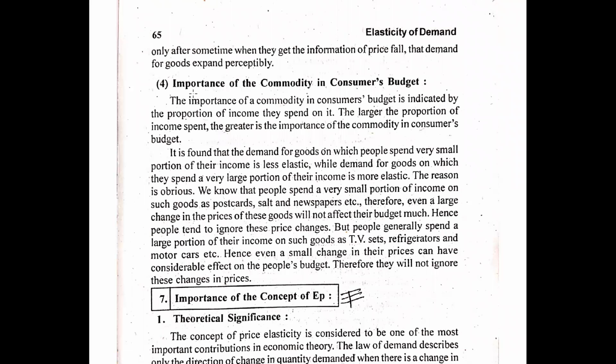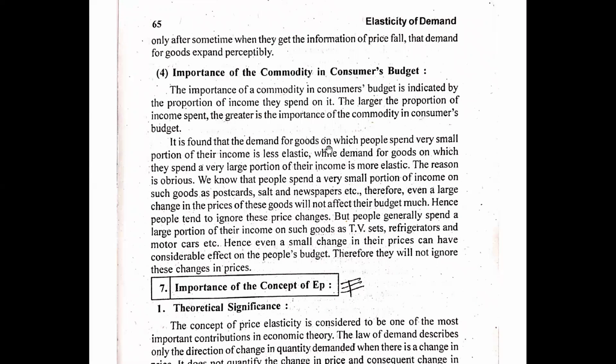And the fourth point, that is the importance of the commodity in the consumer's budget. The importance of a commodity in the consumer's budget is indicated by the proportion of income they spend on it. The larger the proportion of income spent, the greater is the importance of the commodity in the consumer's budget. It is found that the demand for goods on which people spend a very small portion of their income is less elastic, while demand for goods on which they spend a very large portion of their income is more elastic.